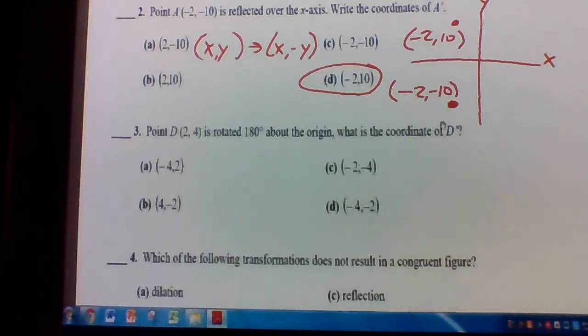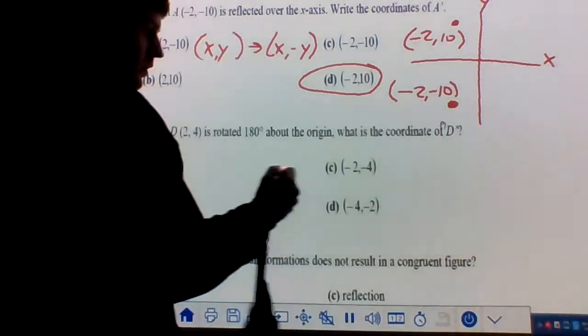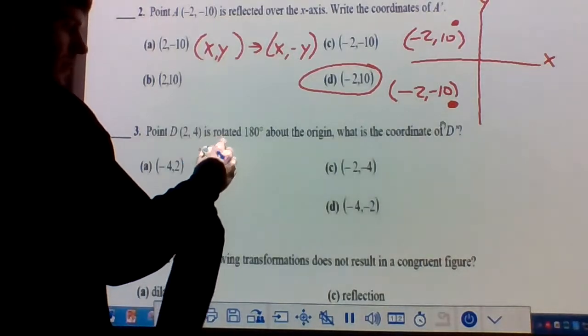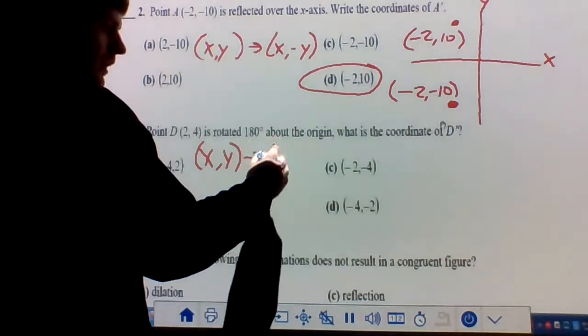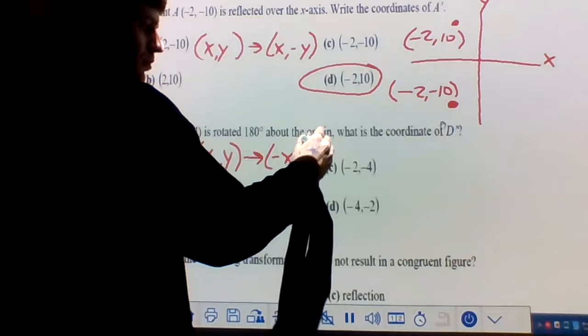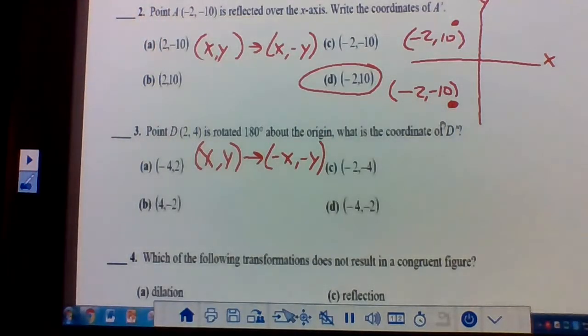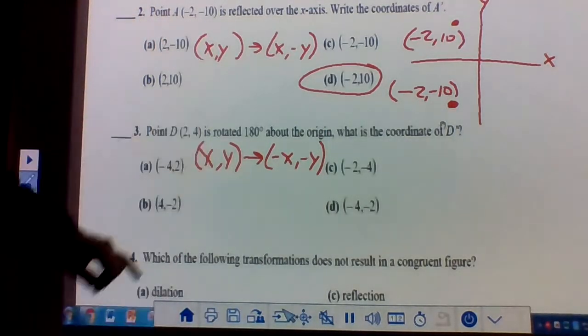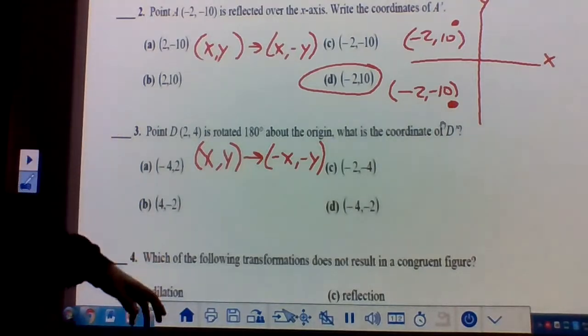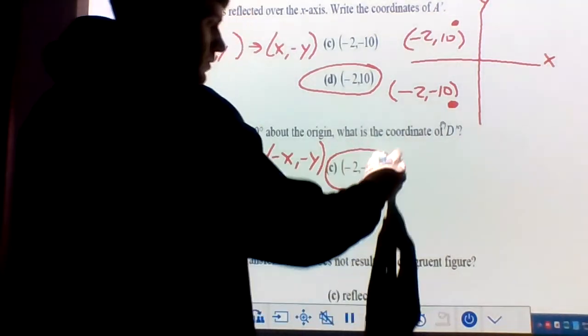So point D is (2, 4). It's rotated 180 degrees about the origin. What are the coordinates of D prime? Our rule for 180 degree rotation was (x, y) goes to (-x, -y). You're simply changing the signs on the points. So (2, 4) is going to become (-2, -4), which is choice C.